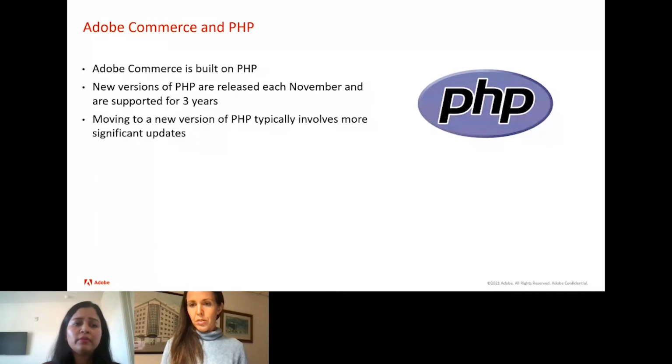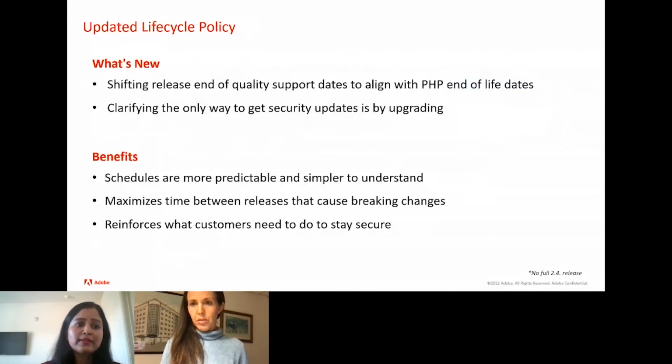So let's talk about the updated lifecycle policy. As I said, we are shifting the Commerce release end of quality support dates to align with PHP end of life dates, so that now we have less frequent releases which cause breaking changes. At the same time, our release schedule is aligned with end of life PHP dates. And we are clarifying that the only way to get security updates is by upgrading. So if you want to stay secure, customers have to upgrade to either a full patch or a security only patch.